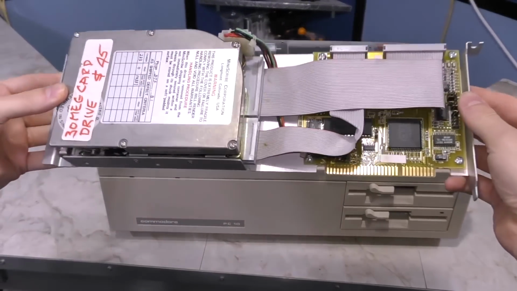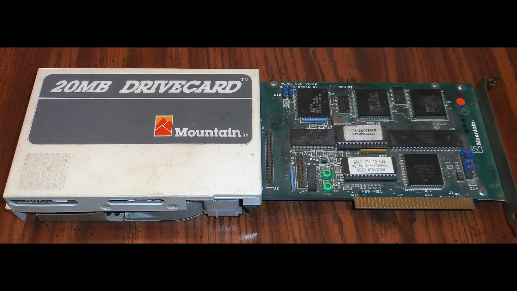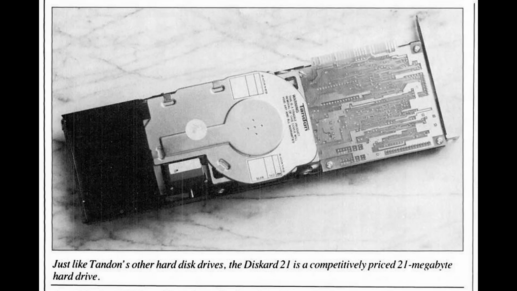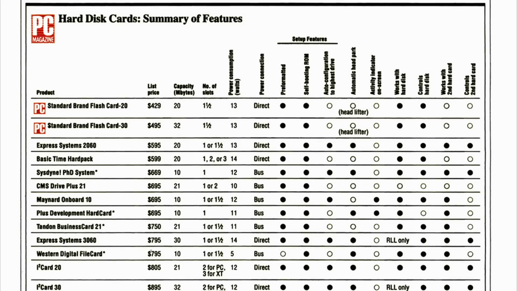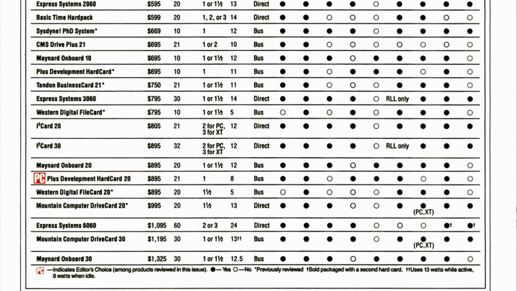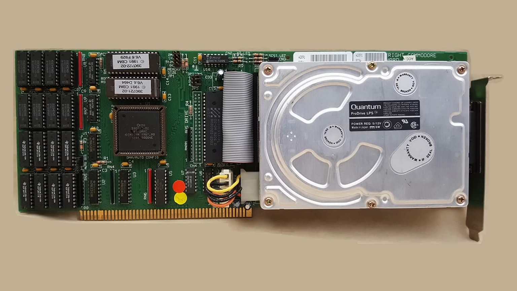Of course, like any good idea, other companies started making knockoffs of it almost immediately. Those included the Mountain Computer Drive Card, the Western Digital File Card, the Tandon Disk Card, and the Systine PhD. By 1986, there were over 30 companies making hard drives on a card. You could even buy a kit to make your own hard card out of any 3.5-inch hard drive and short-length ISA controller card. And hard cards were not just in PCs. Commodore introduced the A2091 hard card for desktop Amiga computers.